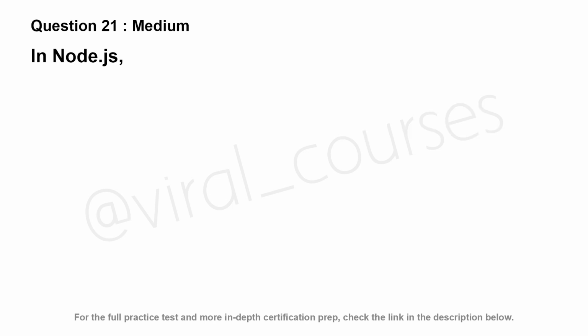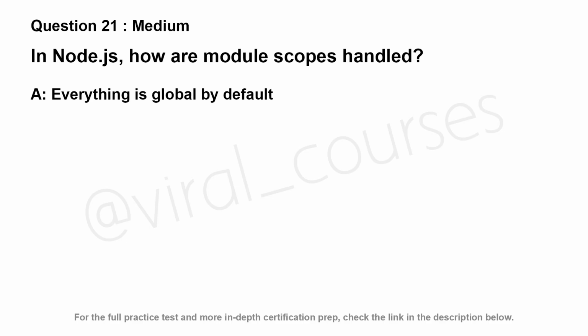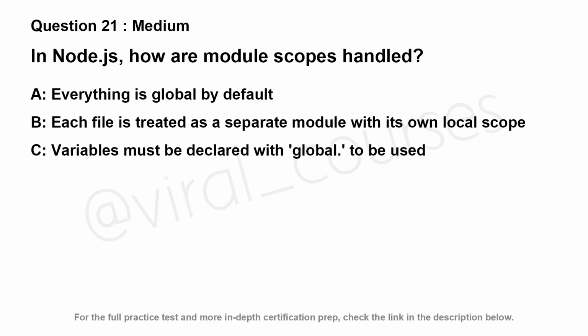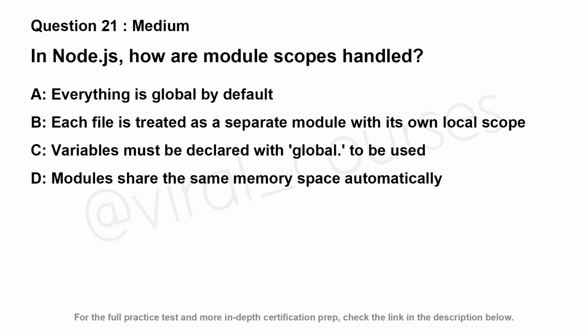In Node.js, how are module scopes handled? Option A. Everything is global by default. Option B. Each file is treated as a separate module with its own local scope. Option C. Variables must be declared with global to be used. Option D. Modules share the same memory space automatically.